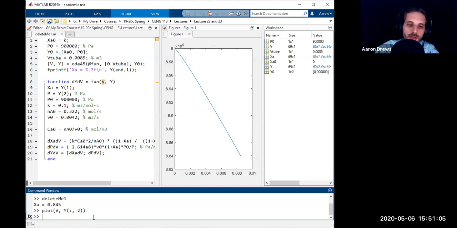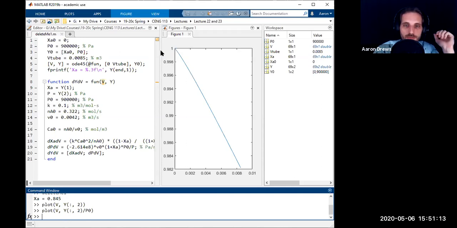Another way to look at pressure drop is as a fraction of what the inlet was. So if I divide this by P0 and plot it, you'll see it starts off at basically 100%, and it only falls to about 98% of its inlet value by the time it leaves. So for plug flow reactors, this is why we often assume them to be isobaric. But if you don't know that ahead of time, you probably shouldn't assume it.